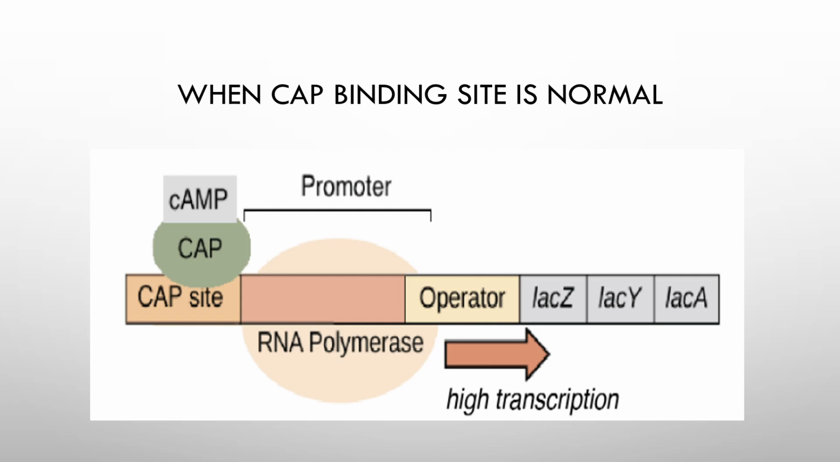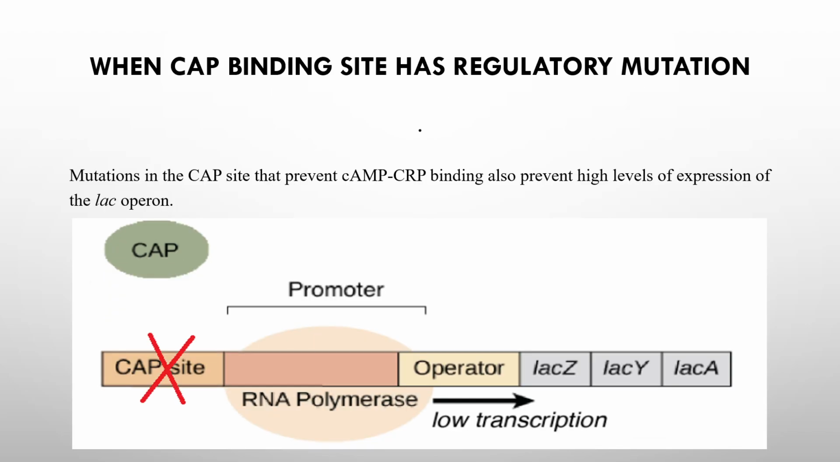Similarly, if the cyclic AMP is not able to bind to the CAP protein due to any mutation in the CAP protein, then also this entire complex of CAP and cyclic AMP is not going to bind the CAP site, and in that case there is no transcription or there is low transcription.